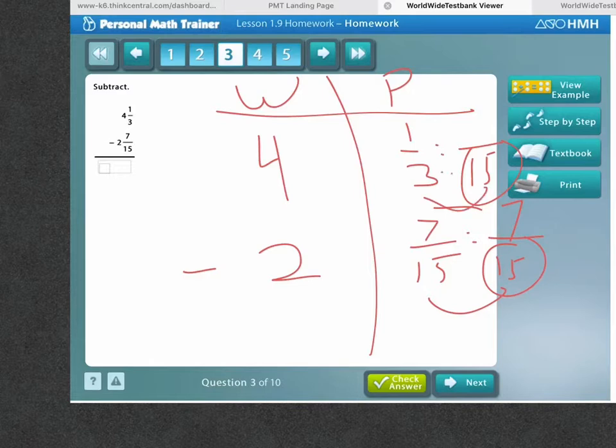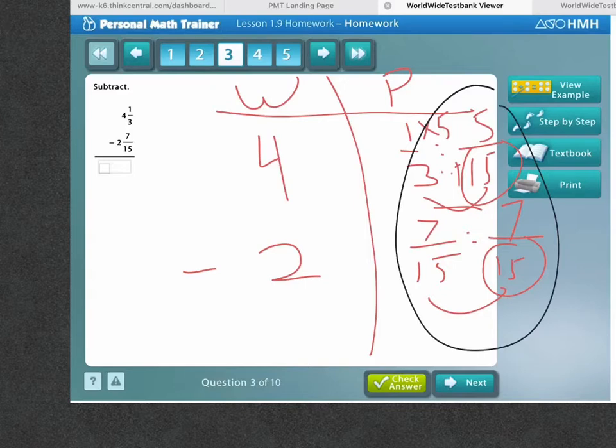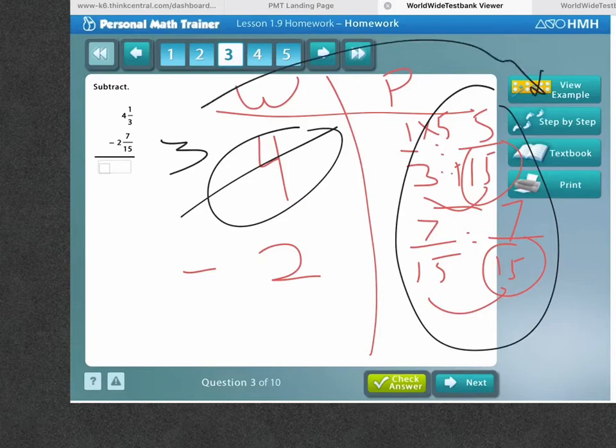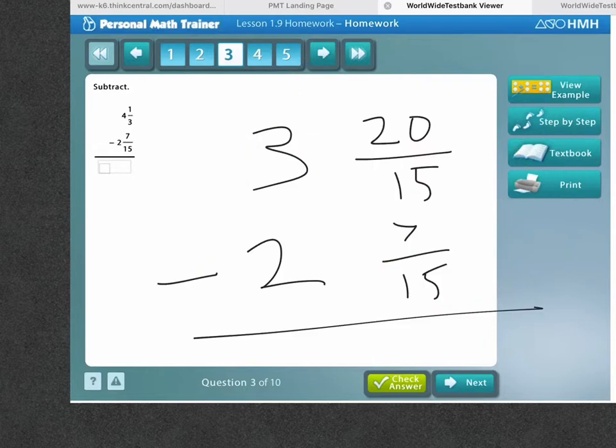This one is times 5 times 5, so 1/3 is equivalent to 5/15. So now we're looking at 5/15 minus 7/15. You don't have enough 15ths here, so you're going to have to regroup one of the wholes. So you take away one whole, and you take that one and you convert it into 15/15 and add that to your parts, so you end up with 20/15. So I've renamed the fraction 4 1/3. 4 1/3 is the same as 3 20/15.